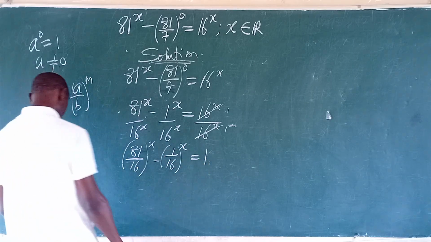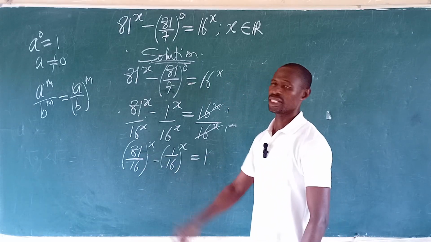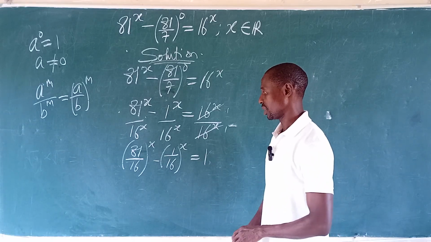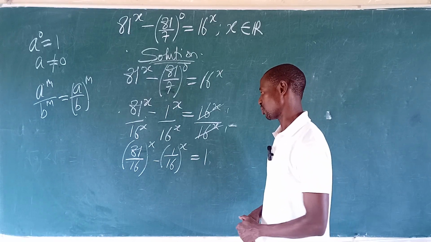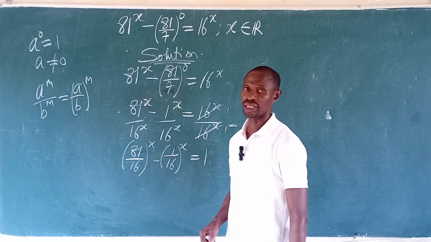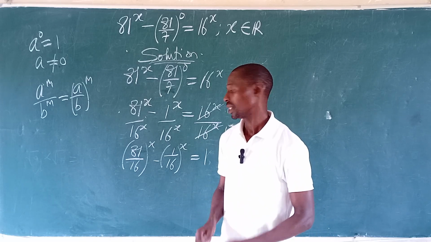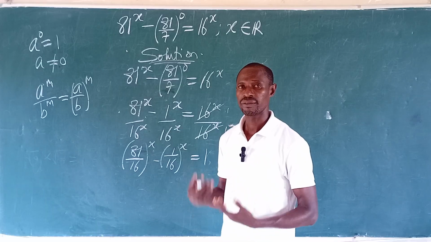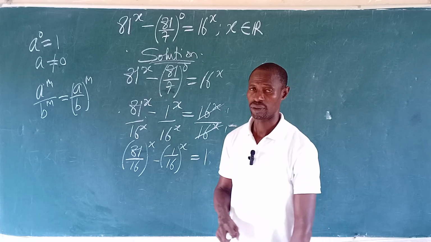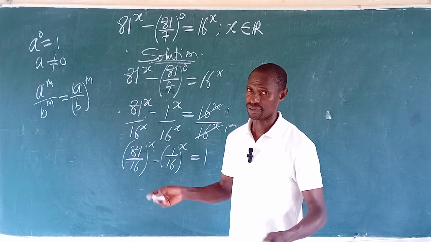All right, so from here we check carefully. 81 is a perfect fourth power, and 16 is also a perfect fourth power. In other words, if we want to break 81 to the lowest base, it can be broken into 3^4. And 16 can be reduced to 2^4. We can equally reduce 1 to 1^4, which still gives us 1.